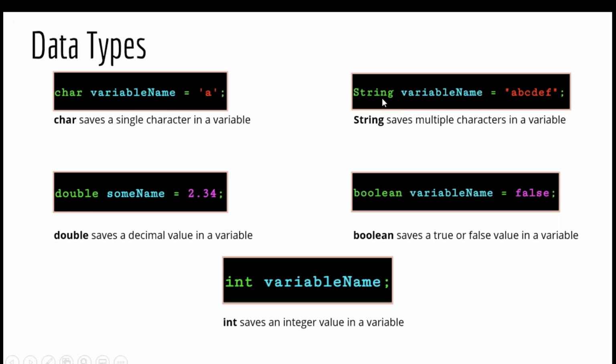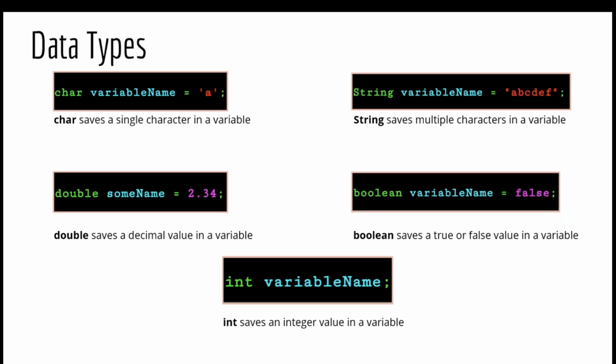Next, over here on the right of char, we have string. So basically, there is a correlation between string and char. However, I'll explain the difference right now. String can save multiple characters in a variable. So on the left, you have char, which can only save one character, but on the right, you have string, and you can save as many characters as you want.